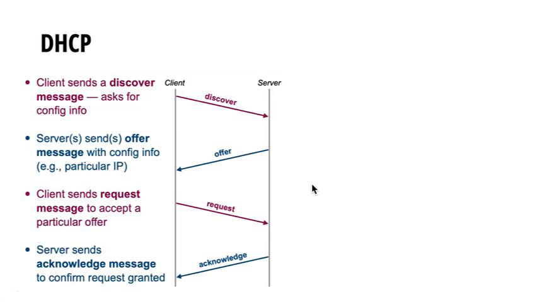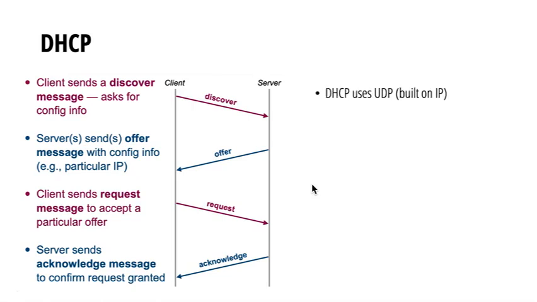The client then picks one, responds with a broadcast saying, I'm going to request this particular offer, and the server responds again saying, I acknowledge you now have this IP address. By the time we're done with all four messages, that is the point at which the client has its IP address. Until that point, it can't claim to own that IP address.